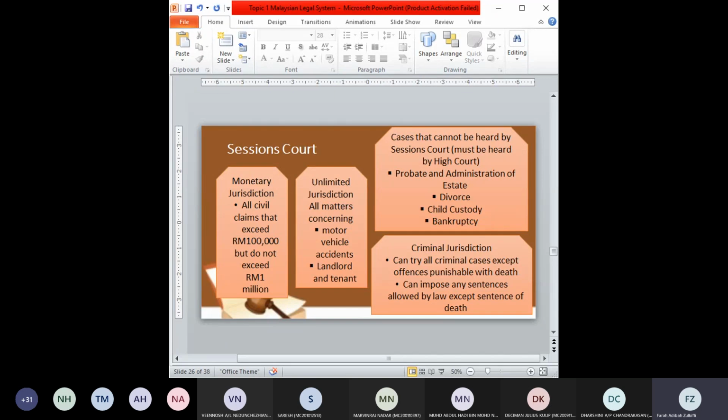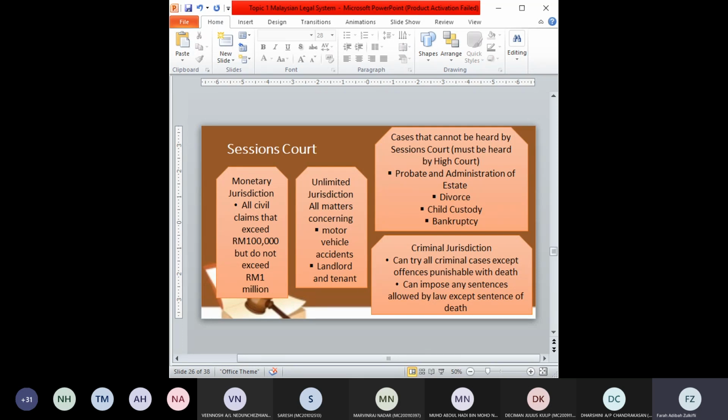Another one is if the case is regarding landlord and tenant, which means someone rents a house from you and your tenant refuses to pay the monthly rental. Like now, during this COVID-19 pandemic, a lot of tenants lost their jobs, so many people don't have money to pay their rent. If your tenant doesn't pay and you want to take action, you can go to the Sessions Court, because the Sessions Court has unlimited jurisdiction regarding cases involving a landlord and tenant.